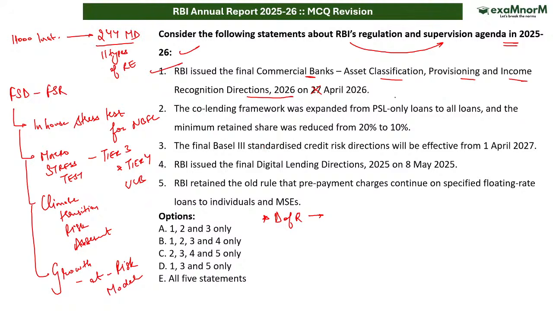Co-lending framework was expanded from priority sector lending loan to all loans. कि भैया जो पहले co-lending framework सिर्फ और सिर्फ priority sector loans के लिए अलाउड था, अब उसे सब loans के लिए अलाउ कर दिया. That is correct. And the minimum retained share was reduced from 20% to 10%. This is correct. The final Basel III standard credit risk directions will be effective from 1st of April 2027.